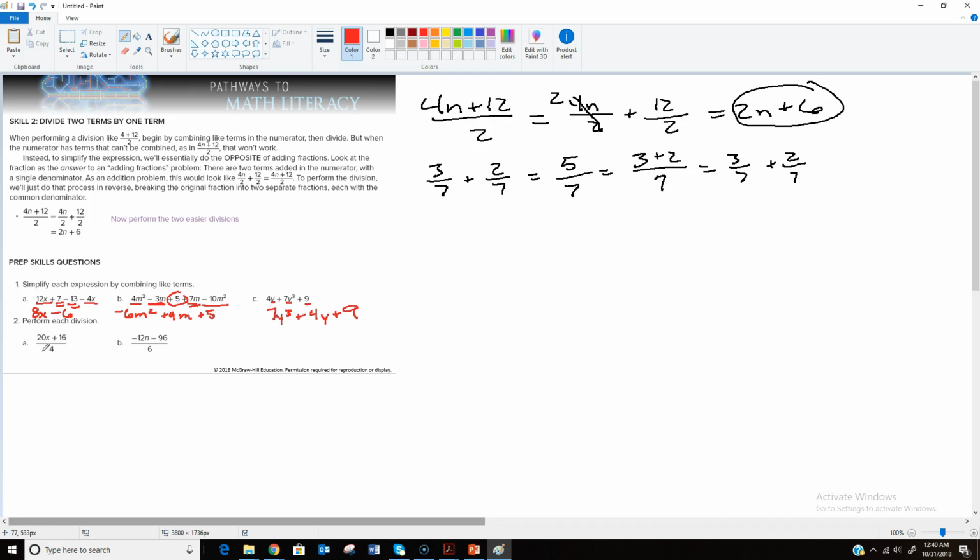So on this problem, we're going to split the 2 parts with the denominator of 4 in both of them. So 20x over 4 cancels and becomes 5x. And then 16 divided by 4 is 4. So that simplifies to 5x plus 4.